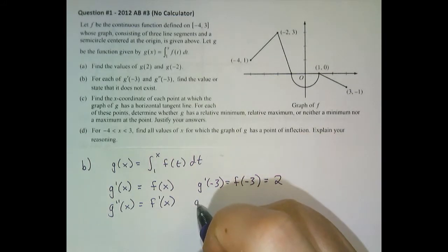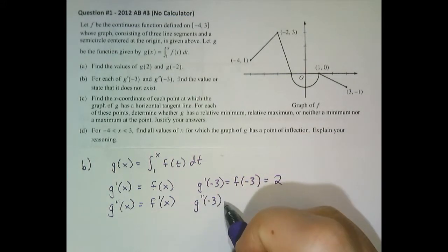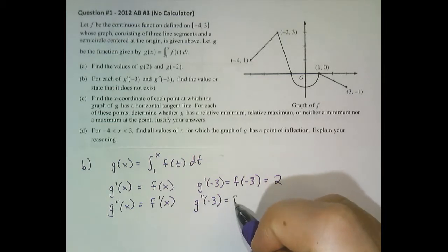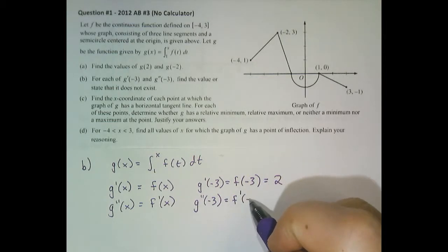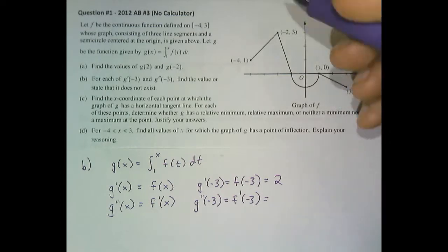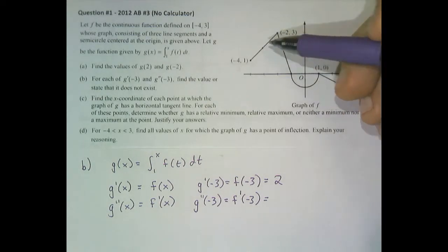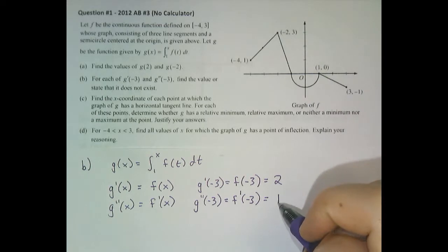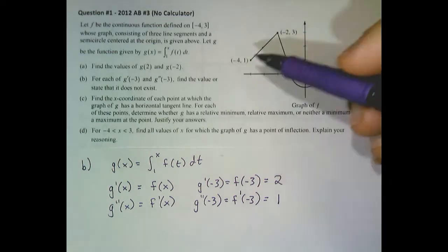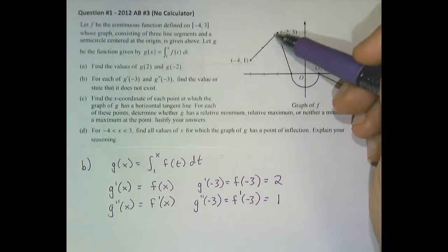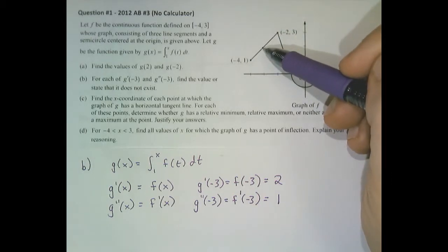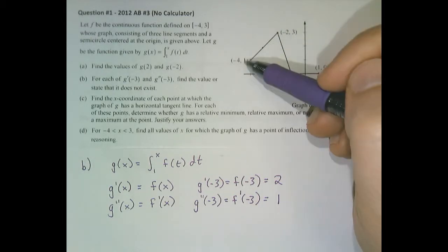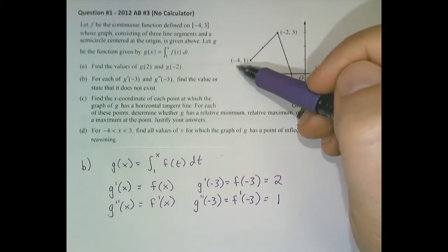And then g double prime of negative 3 would be asking us this: what is the slope of f at negative 3? And the slope at this point, we can see rise 2, run 2, it has a slope of 1. You can also do the difference quotient if you didn't feel comfortable calculating the slope visually. We can take 3 minus 1 over negative 2 minus negative 4.